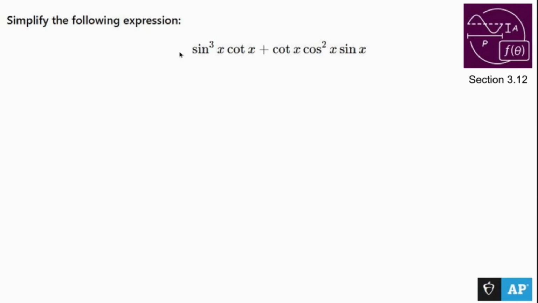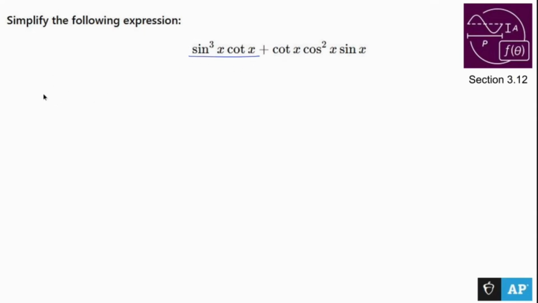Simplify the following expression: sine cubed x cotangent x plus cotangent x cos squared x sine x. When you see these, what you want to do is rewrite them in sines and cosines only and see if magical things happen. All right, so this is what I'm going to do. Let's focus on just that part only.